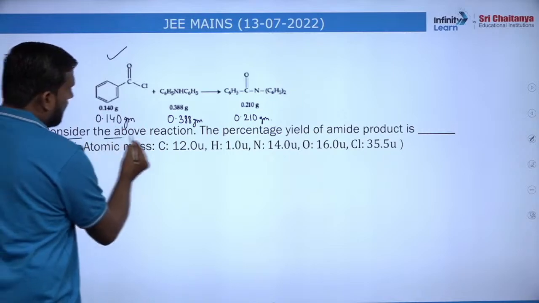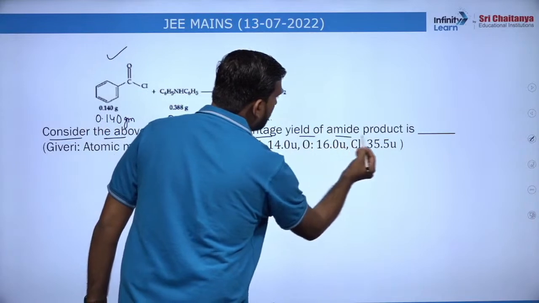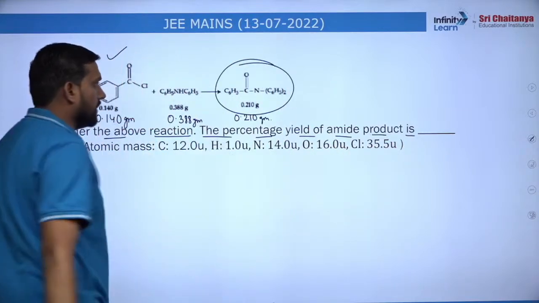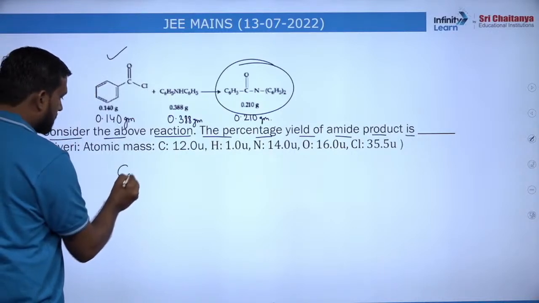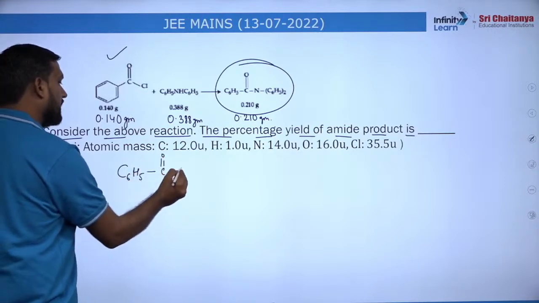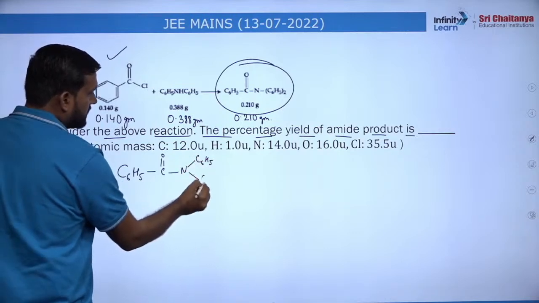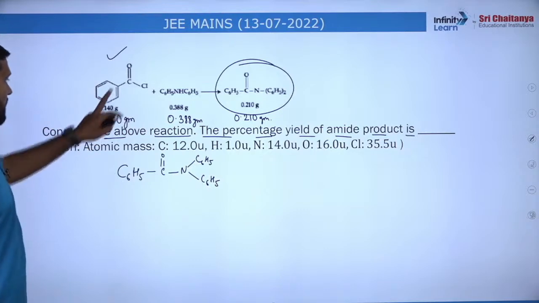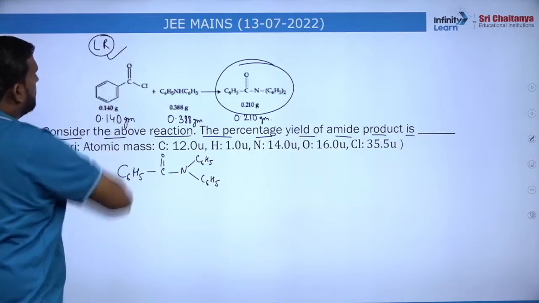The question is saying that consider the above reaction, and then you have to find the percentage yield of the amide product. Okay, so you have to find the percentage yield of this product, which is an amide, which has a structure of something like this: C6H5, then C double bond O, then N, and then C6H5 and C6H5. Now, if this is the limiting reagent, all the calculation has to be done by using this limiting reagent.